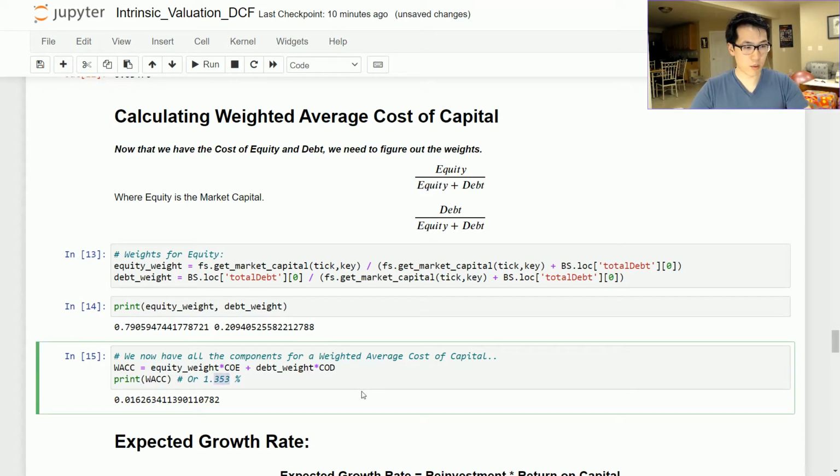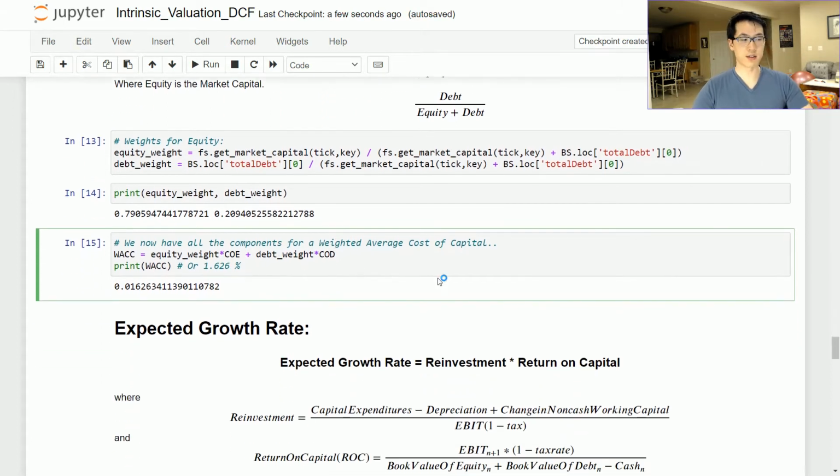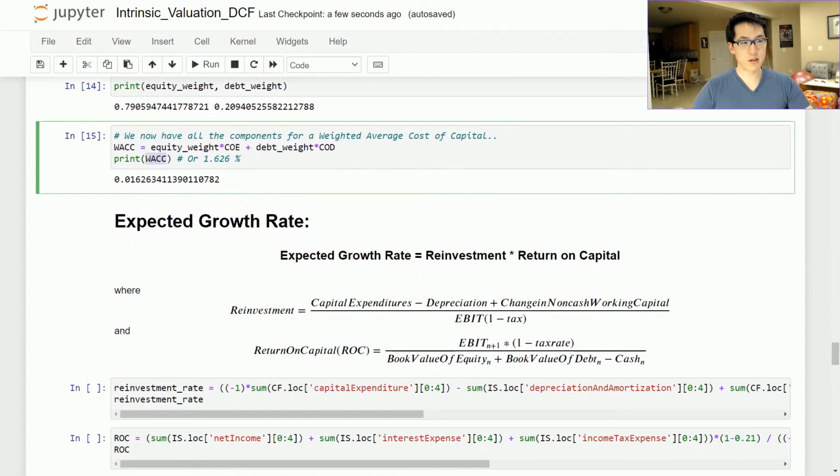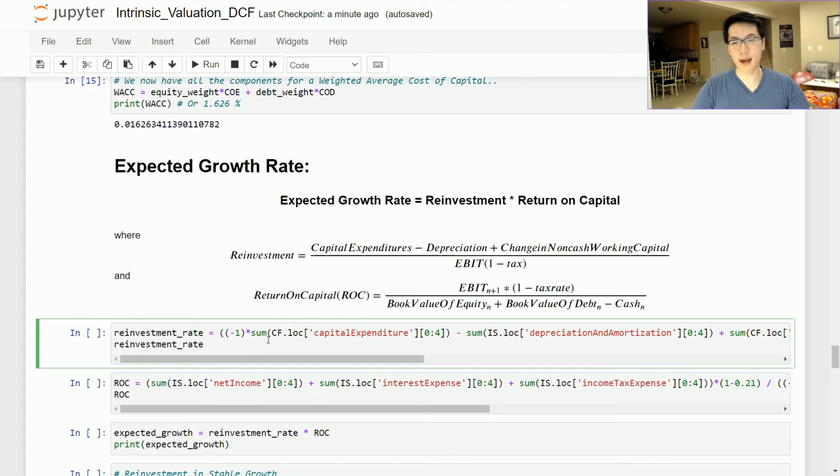So this is 1.626% over here. That's your weighted average cost of capital. We will be utilizing this value as essentially our discount rate for our first 5 years, which we will be discounting from. This will become more clear once everything is sort of drawn out. I'm just computing each component and bringing all the components together. So the next part we want to do is to calculate the growth rate. This is the rate at which your cash flows will grow over time.